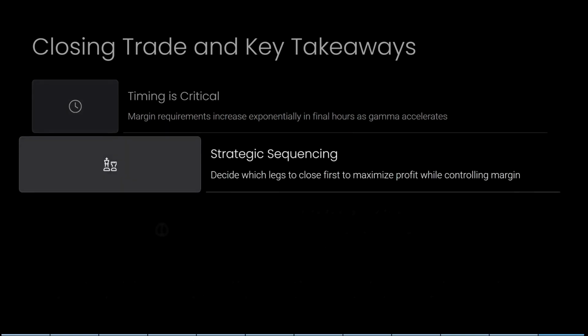Second is to decide which leg to close first if you want to achieve maximum possible amount of profit. So that's a constant play as a cat and mouse with the market, hoping the market will move as you want, so you can close the legs for maximum profit and also still keep margin under control.